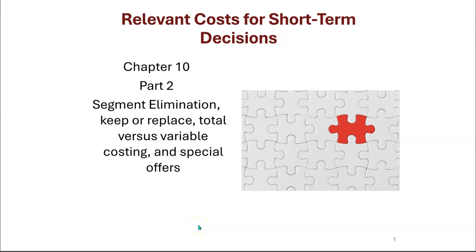Chapter 10, Part 2. Now we're going to again do some more short-term decision tools. One would be used to determine whether we should eliminate a segment or a part of the business, keep or replace a piece of equipment, and then look at pricing using total cost versus variable costing. And then what happens if somebody comes to you and says, hey, one time only, I want to buy so many units, what's your best price?